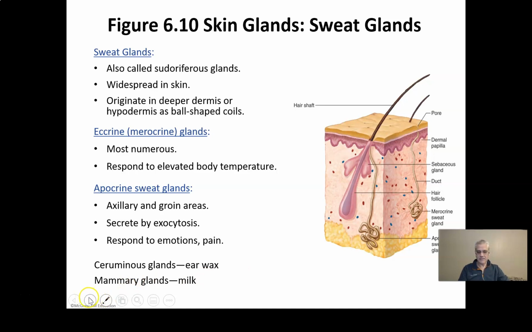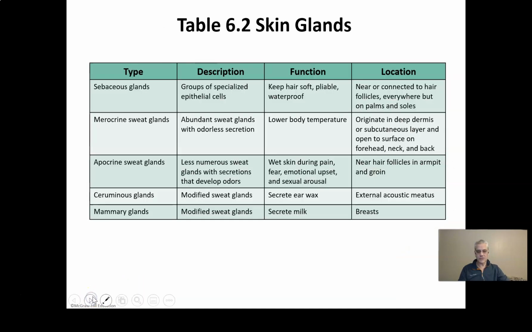Oh, geez, this thing's not moving forward. Come on, slideshow. Here we go.